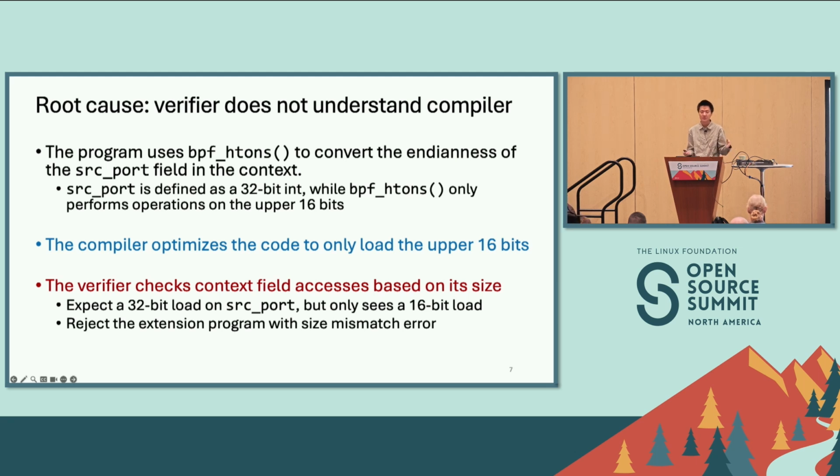And the program uses BPF_H2NS to convert the endianness of the source port field of the program context argument. And this source port field is defined as a 32-bit integer, while the BPF_H2NS only operates on the upper 16 bits. And when the compiler sees this, it's being smart. It says, OK, let's just optimize this code to only load the upper 16 bits. But the verifier checks this field access based on its size. And it's expecting a 32-bit load rather than a 16-bit load. And as a result, the program gets rejected due to the size mismatch error.